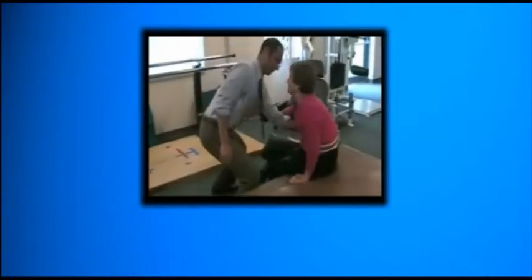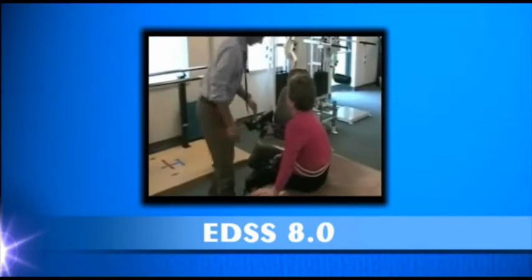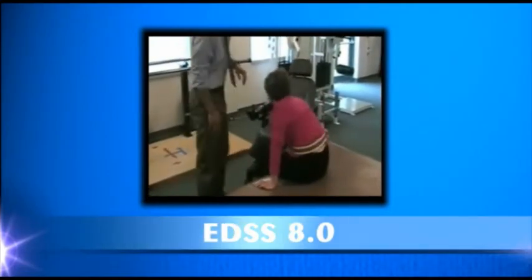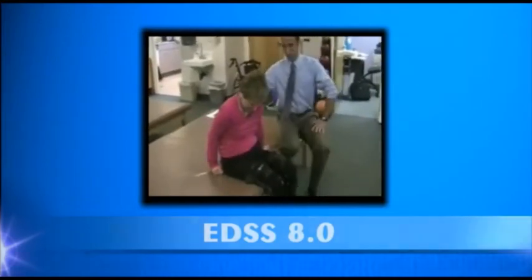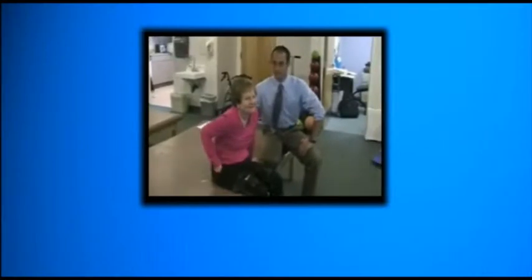And here we are back with Jean. Recall that she has difficulty transferring from the wheelchair to the mat. She's an EDSS of 8. She's not ambulatory. Here she is maintaining a static sitting position. In static sit, she's okay. She can put her hands on her lap and maintain an upright sitting position.